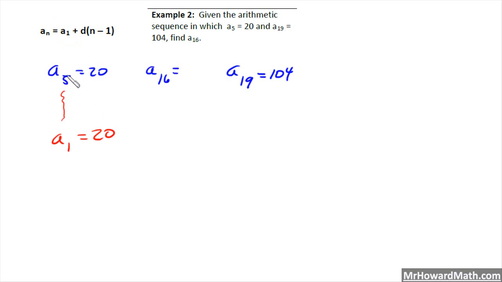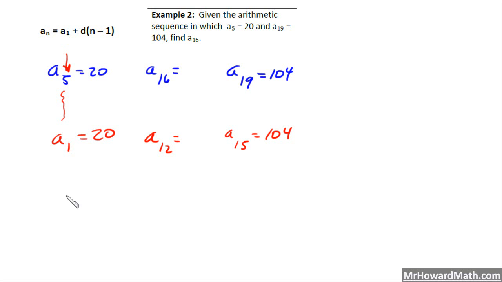So we had to subtract 4 from the index value. If we subtract 4 from this index value, we have to subtract 4 from that one and from that one. So we're making the adjustment here. So a sub 16, subtract 4 from that would be a sub 12. A sub 19, subtract 4 from that, that would be a sub 15 is equal to 104. So now we need the common difference. We're going to plug in these values to find that into the formula.